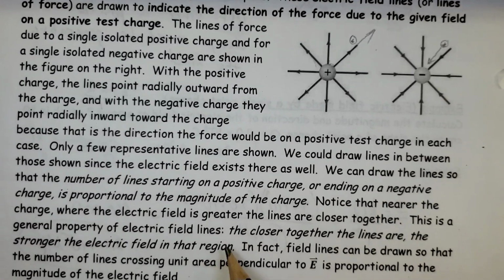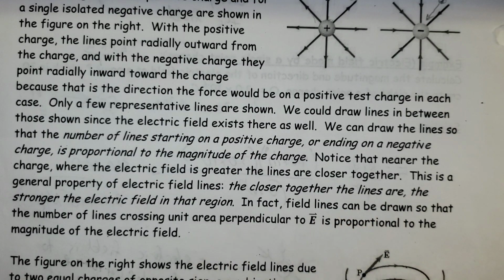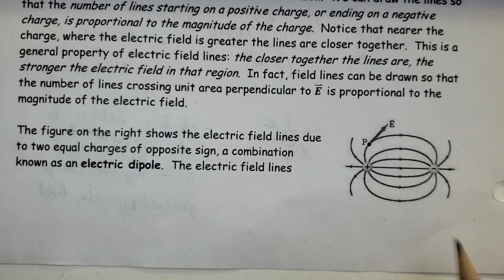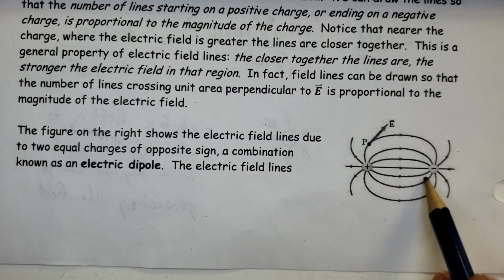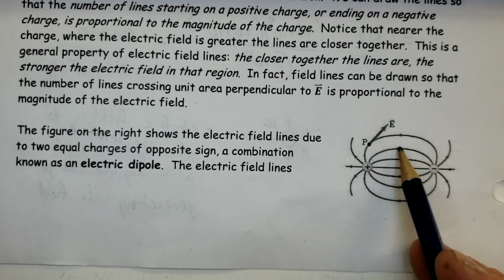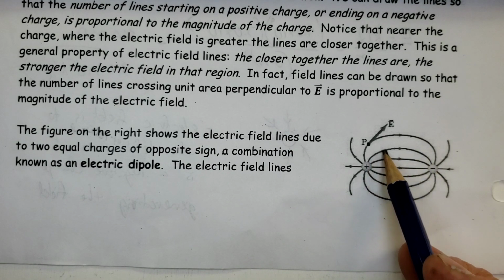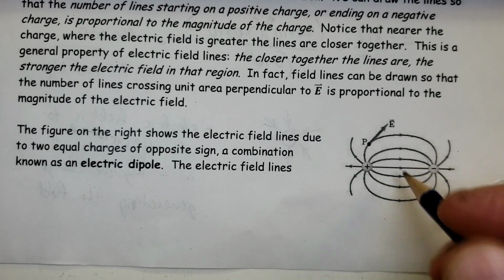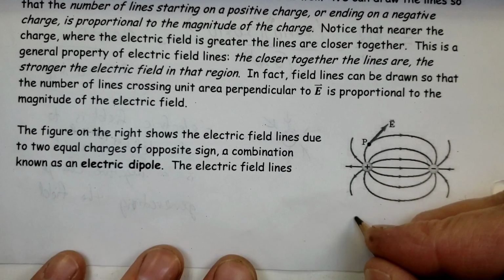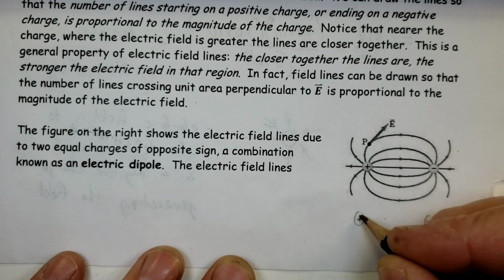This is the general property of electric fields. The closer the lines are together, the stronger they are. In fact, field lines can be drawn so that the number of lines crossing unit area is proportional to the magnitude of the electric field. The figure on the right shows electric field lines due to two equal charges of opposite sign, a combination known as an electric dipole. So if I have a positive and a negative, we go away from positive. We go towards negative. And then, of course, these field lines can combine with one another, away from positive and towards negative.